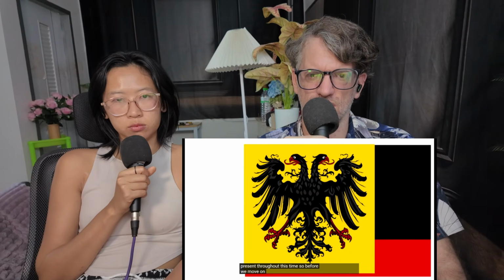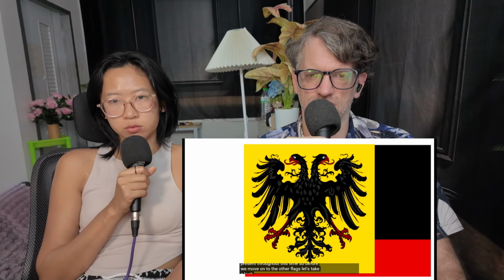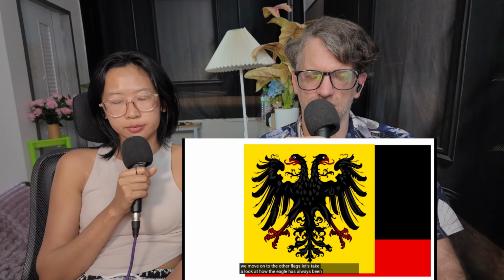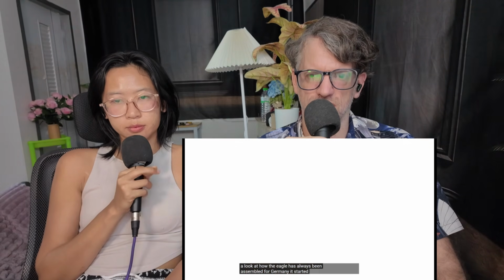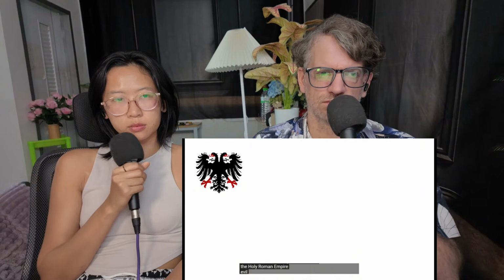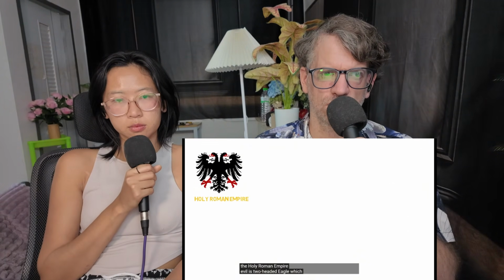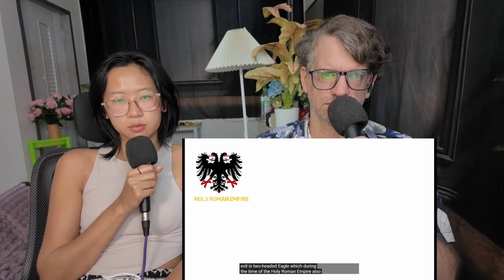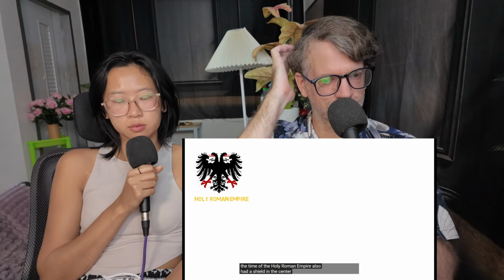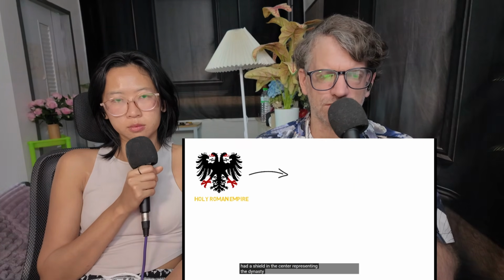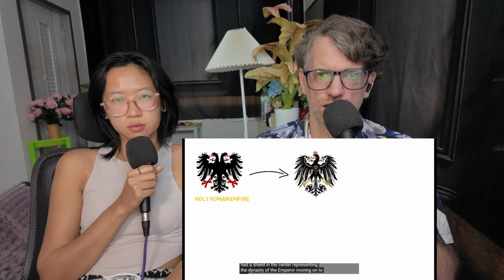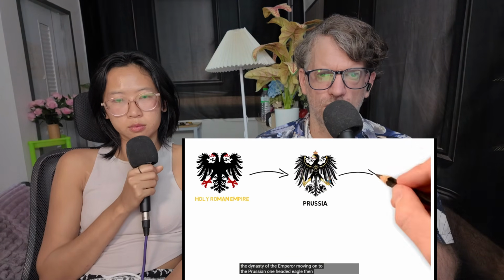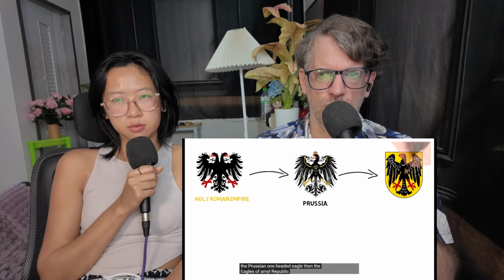So before we move on to the other flags, let's take a look at how the eagle has always been a symbol for Germany. It started with the Holy Roman Empire eagle, this two-headed eagle, which during the time of the Holy Roman Empire also had a shield in its center, representing the dynasty of the emperor. Moving on to the Prussian one-headed eagle, then the eagle of the Weimar Republic, which looked a little less threatening.